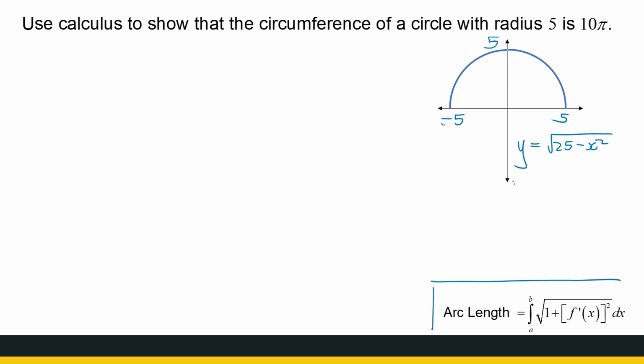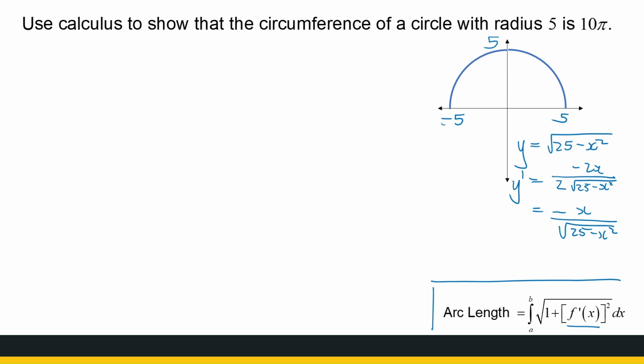In this formula, I'm going to need the derivative of this function. What's the derivative? Well, it's 25 minus x squared to the power of a half, so it's a half times 25 minus x squared to the power minus a half, so 1 over 2 root 25 minus x squared, and times the derivative with the chain rule, we've got minus 2x. So this derivative is minus x over the root of 25 minus x squared. All right, and we're going to look at squaring the derivative in our formula.